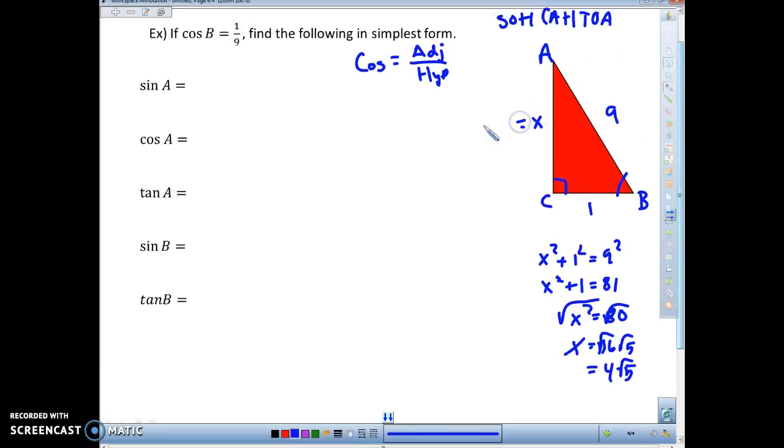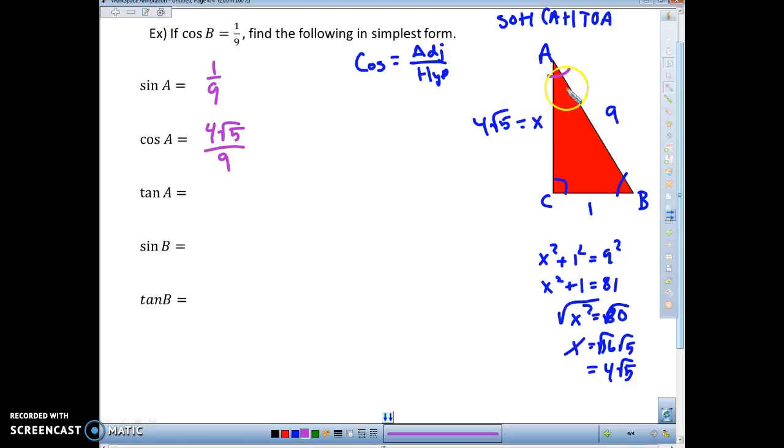Okay, so x is equal to 4√5. So now that I have all my sides, I can fill in these values. Sine of A, here's A, sine's opposite over hypotenuse, so that is 1/9. Cosine is adjacent over hypotenuse, so 4√5 over 9.